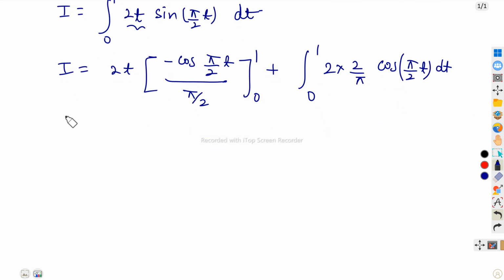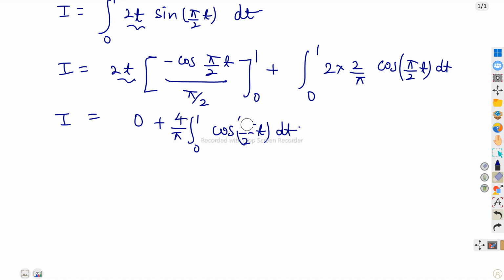If we put t equals 1, this is 0, since cos(pi by 2) is 0, and if t equals 0, this term is 0, so this term becomes 0. And again, this is 4 upon pi, and this is the integral of cos(pi by 2 t) dt.